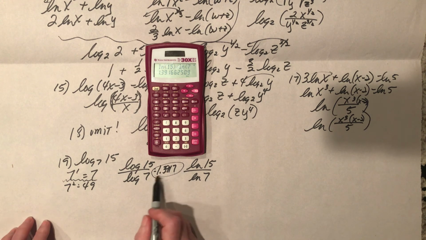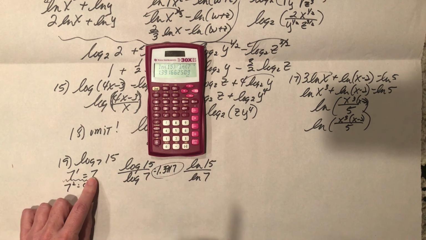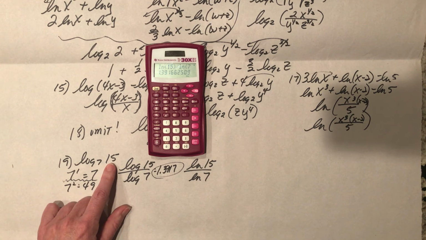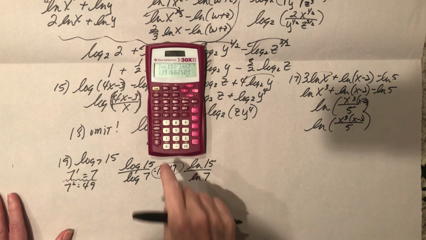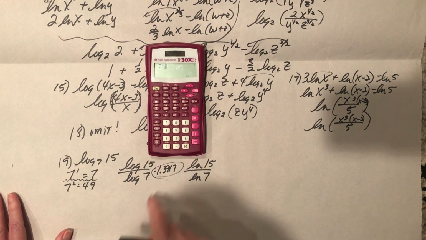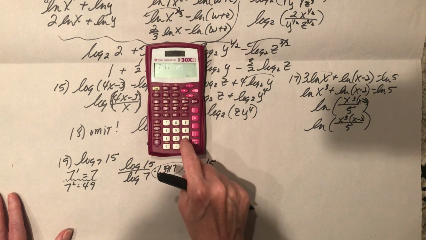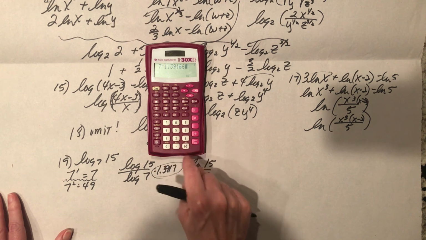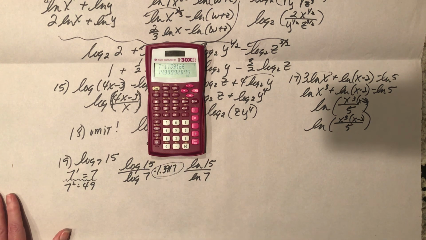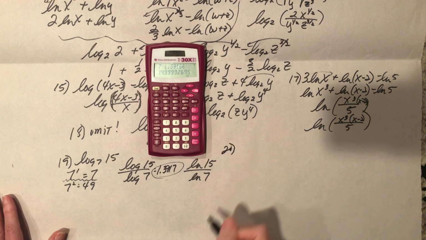Sure enough, it's a little bit more than 1. 7 to the first gives you 7. 7 to the second is too big. We're just trying to get to 15. You can test that out too. You can do 7 raised to the 1.39166, I remember it being. And there you get almost 15. We left off some, so that's why we're a little bit shy of 15. Okay, let's look at number 20.